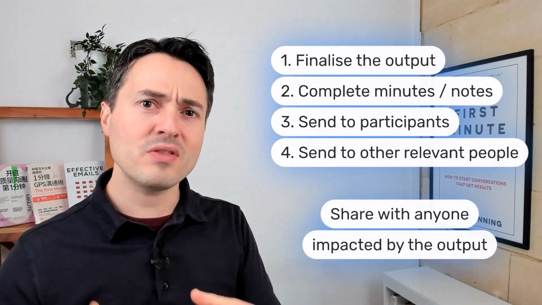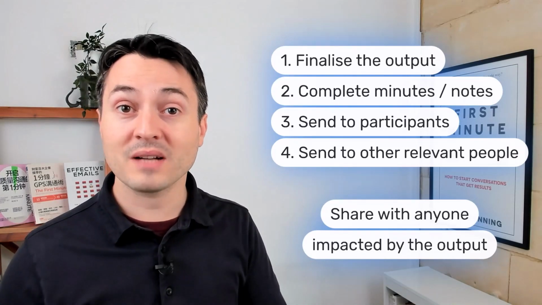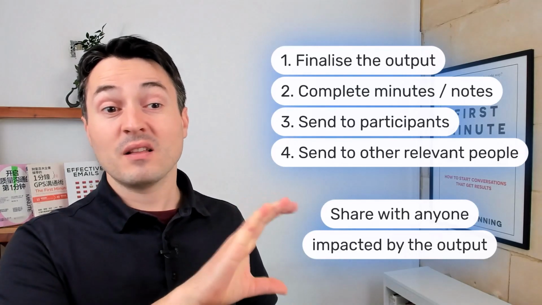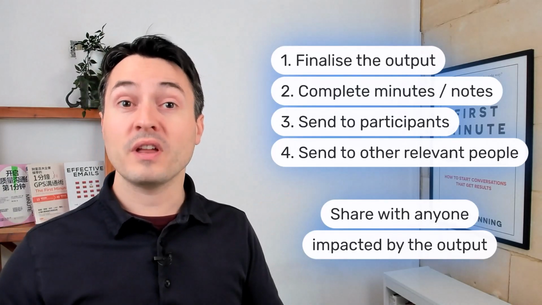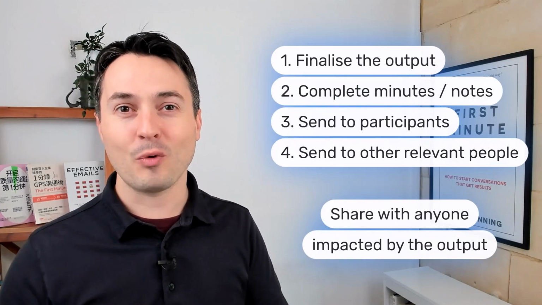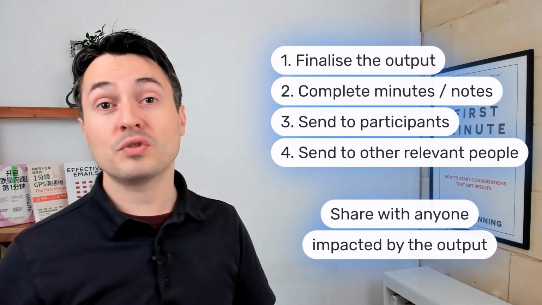All the people in the meeting should get a copy, and anyone else who is either directly impacted or needs to know about it should get it as well. Really, the overall rule is share it with anyone impacted by the output, that thing that you gathered everyone together in the meeting to produce. So this is how you send minutes.